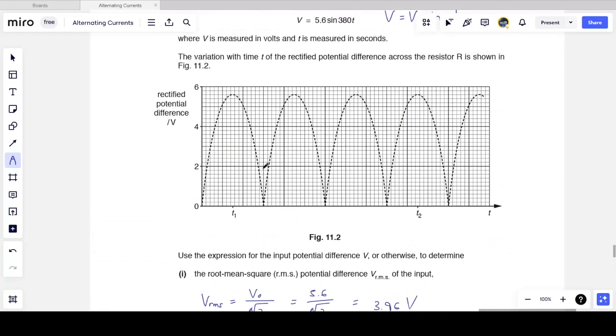So what's the first thing I need to do here? Well, I know that the smoothing reduces the voltage by 1.6 volts, and my peak voltage is 5.6. 5.6 minus 1.6 is 4, which means my minimum voltage when I introduce the capacitor for the smoothing is going to be 4 volts.